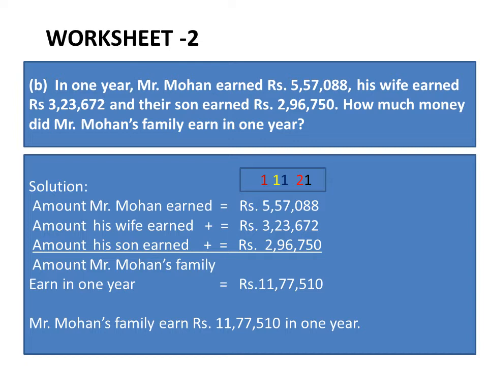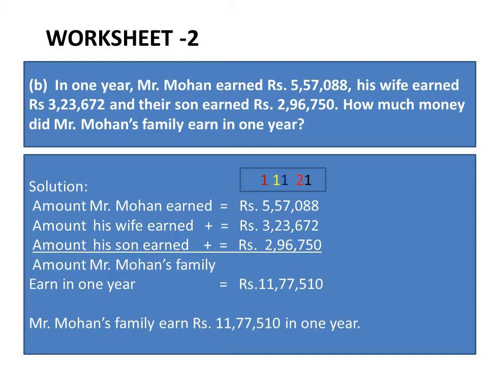Then add the digit of thousands place. 1 plus 7 plus 3 plus 6 is equal to 17. So 7 we will write in thousands place and carry 1 to the 10,000 place.